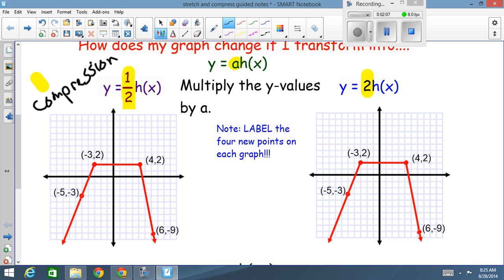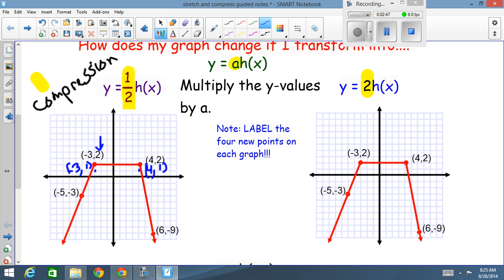Now we are not messing with x values here. We're only messing with the y values. So if I take, for instance, the point -3, 2, I'm just going to multiply the y value by 1/2. 2 times 1/2 is 1, so this point comes down to here, a y value of 1 versus a y value of 2. The point 4, 2 is also going to come down here to the point 4, 1. Okay, because I'm multiplying the y value by 1/2. And this over here becomes -3, 1.